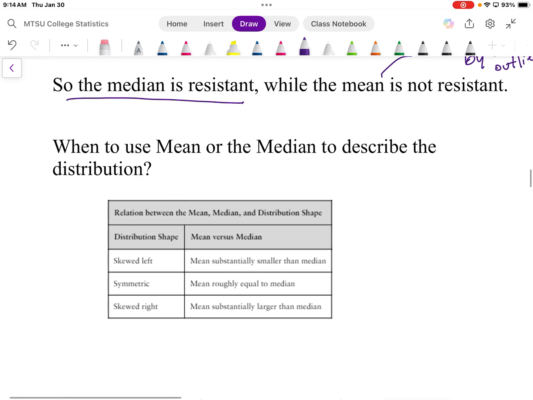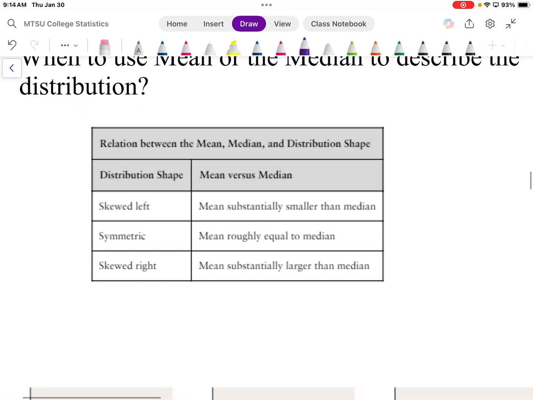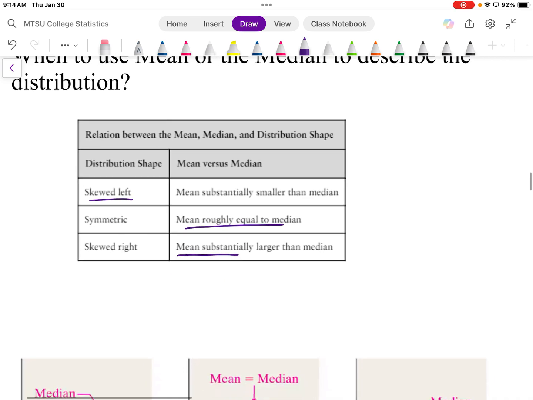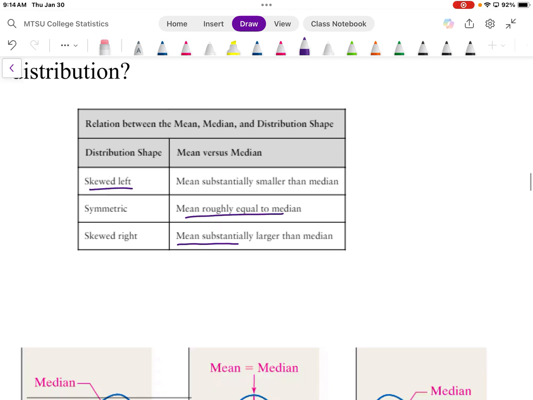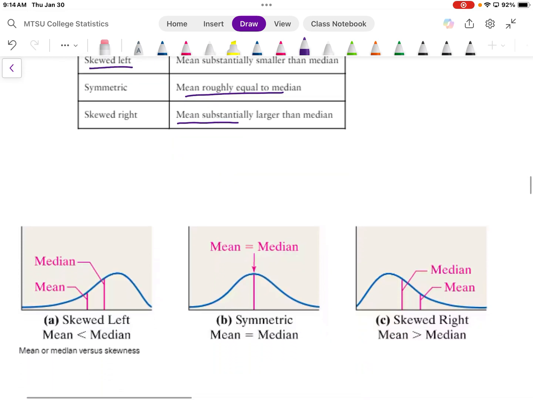When to use the mean or the median? If we are skewed left, the mean is substantially smaller than the median. If it's symmetric, they're about the same. They're right about the same if it's symmetric. And then if it's skewed right, the mean is a lot larger than the median. And then we have a couple graphical representations of it.